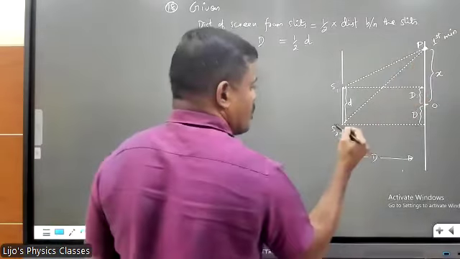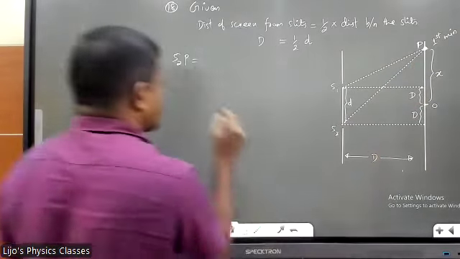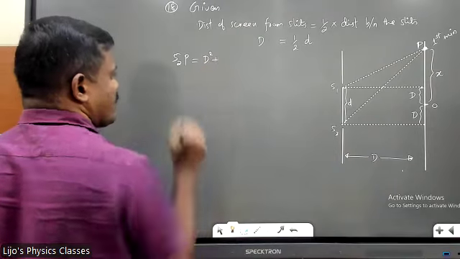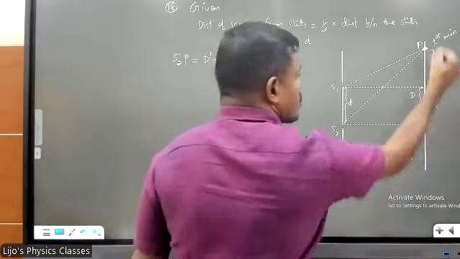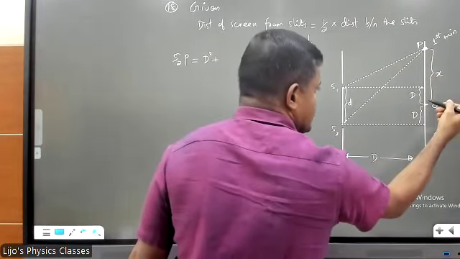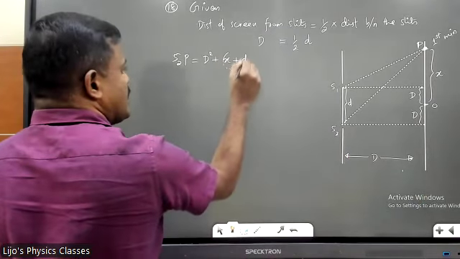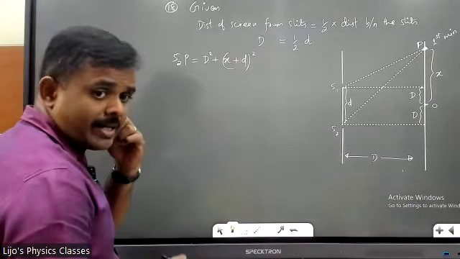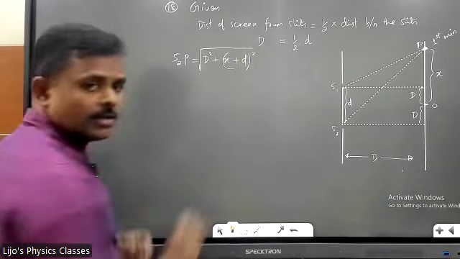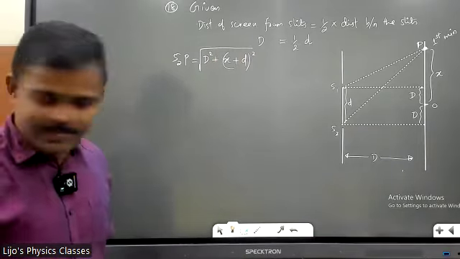S2P is the hypotenuse. Base square, what is base square? D square plus altitude square. This much is x, this much is d. Altogether, x plus d the whole square. Am I correct? Under root. Okay.